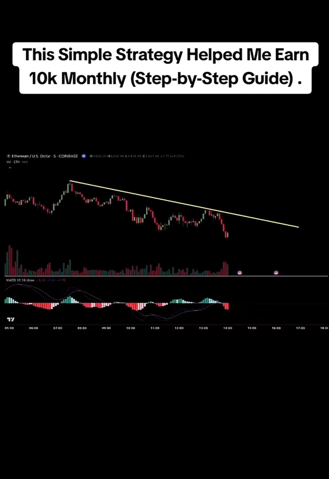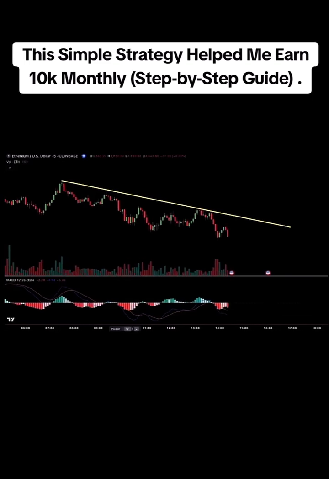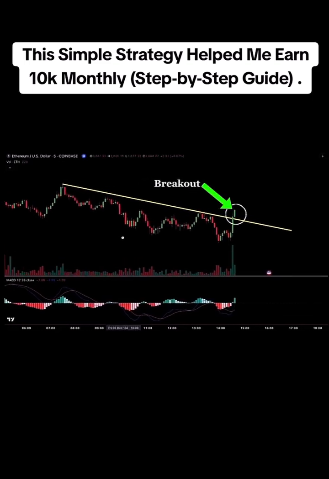Let's flip the script and look at a bullish scenario. Here's another 5-minute chart of Ethereum with a descending trend line. We wait for the price to break above the trend line, signaling a potential reversal to an uptrend. To confirm this breakout is supported by strong buying interest, we check the volume. See that spike in volume? That's a clear indication that buyers are stepping in.